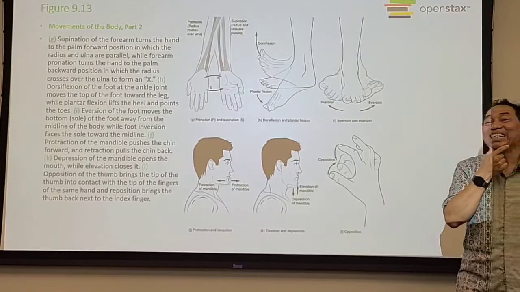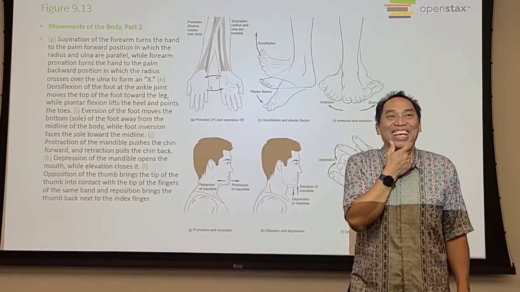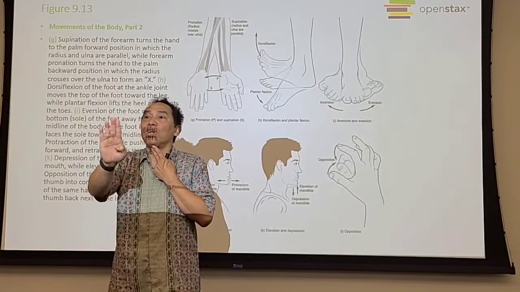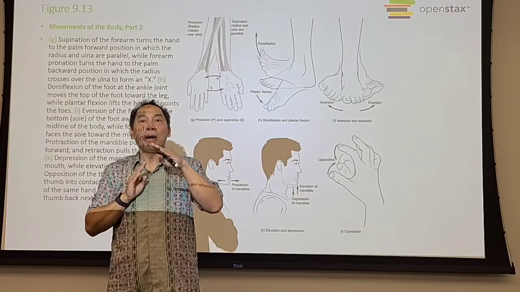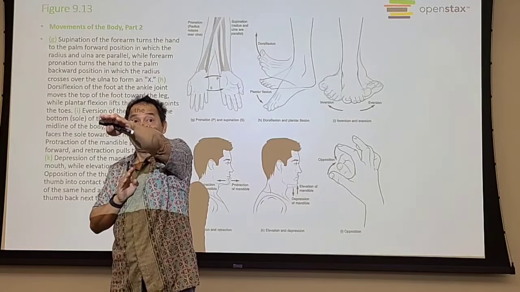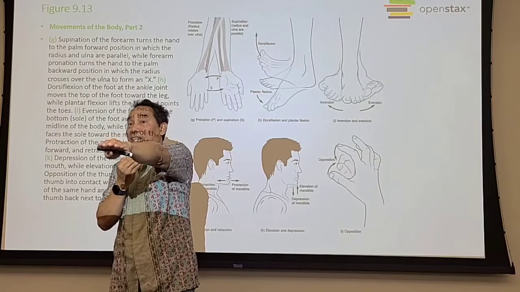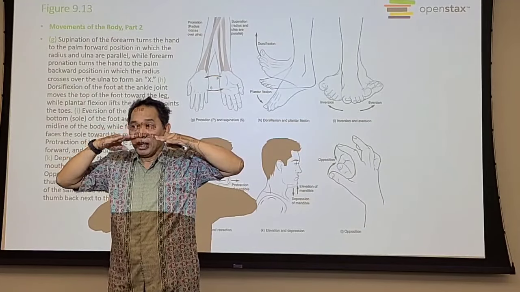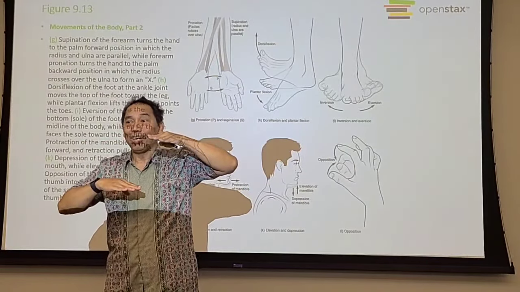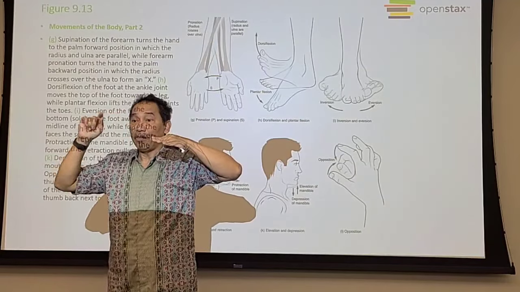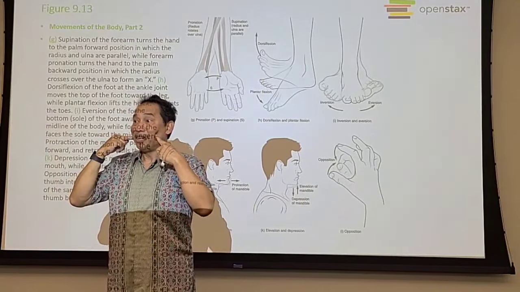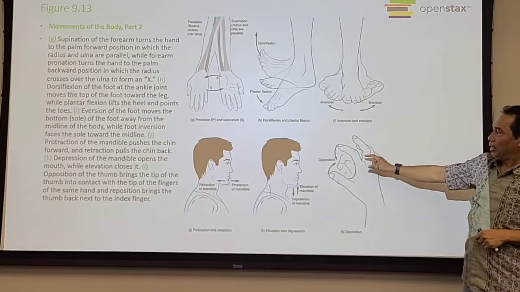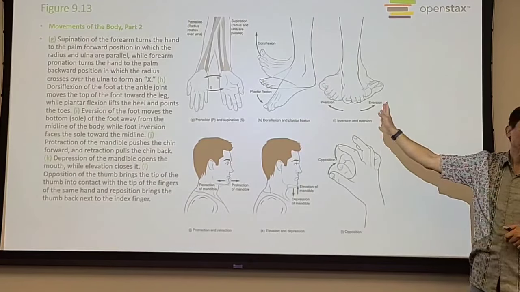Okay. Another one is in your jaw, in the mandible. You can also move four different ways. First, if you move it forward, like that, that's called protraction. If you move it back, like that, it's retraction. Get it? Then you can also move it down, it's called depression. You can move it up, it's called elevation. Four movements in your mandible, four movements in the foot. This is opposition. Okay, so there are several types of movement.